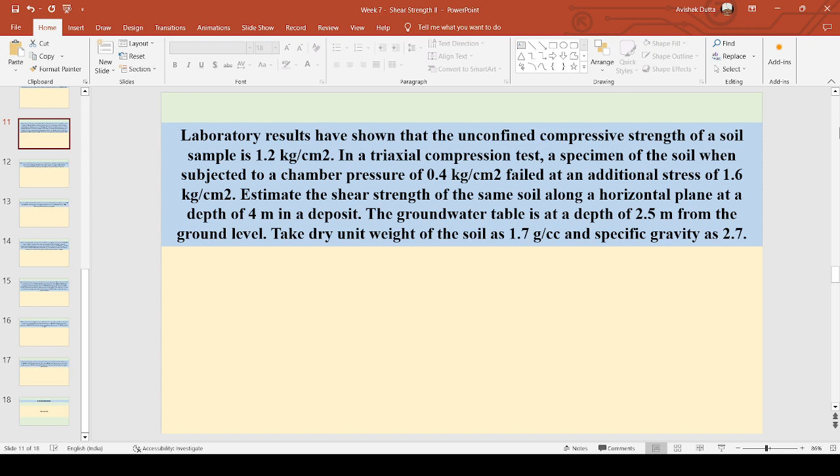Now estimate the shear strength of the same soil along a horizontal plane at a depth of 4 meter in a deposit. Chamber pressure 0.4, additional stress of 1.6. The formation is at the depth of 4 meter and the groundwater table is at the depth of 2.5 meter from the ground surface. Dry unit weight is 1.7 gram per cc and specific gravity is 2.7.